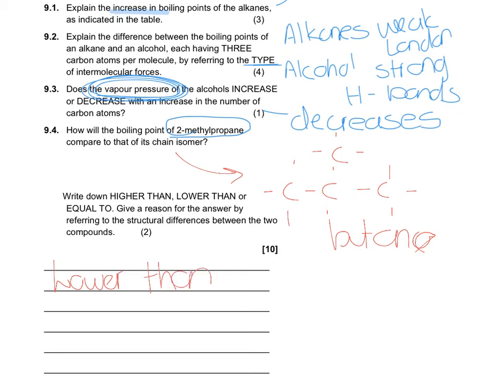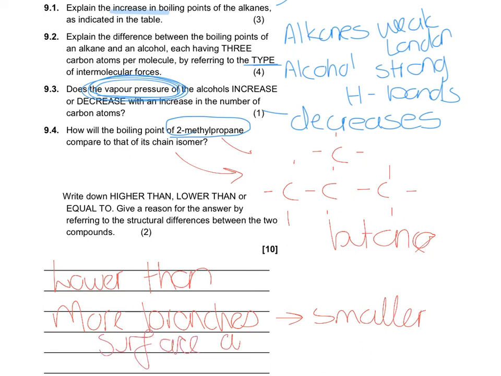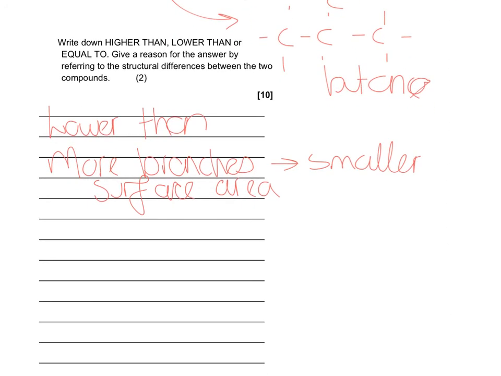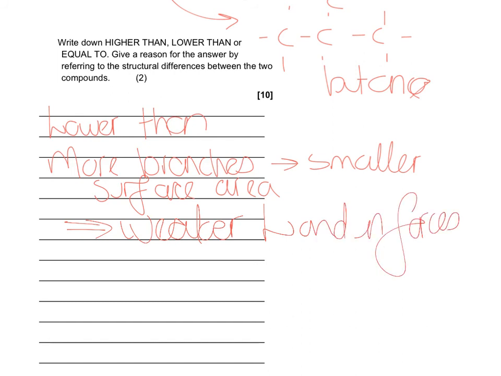Why? Because 2-methylpropane is a branch chain, so more branches. When it has more branches, it has a smaller surface area. Smaller surface area means weaker London forces, intermolecular forces. I don't think you can actually read that, but we'll go with it. Weaker London forces, therefore less energy needed.